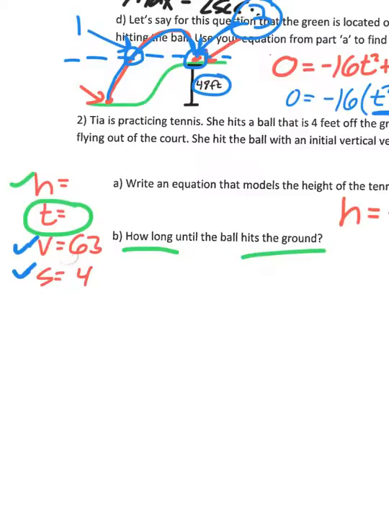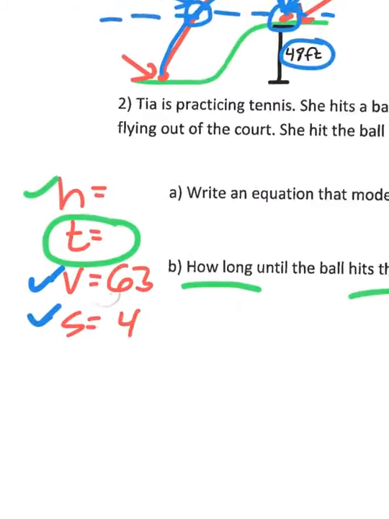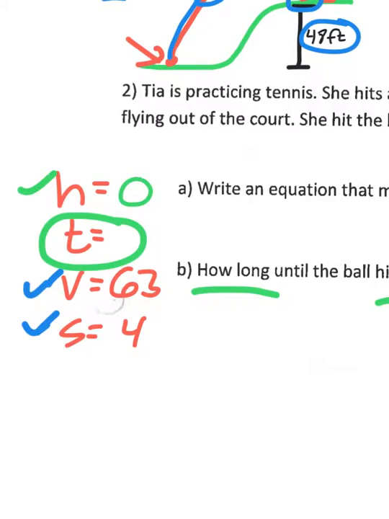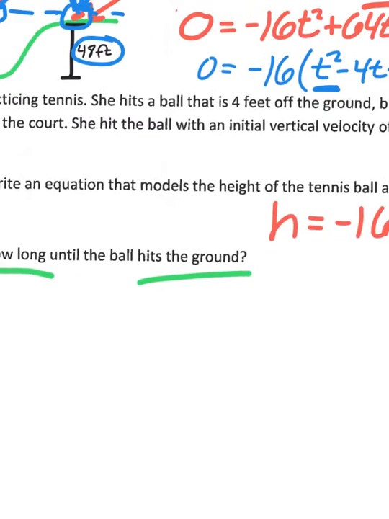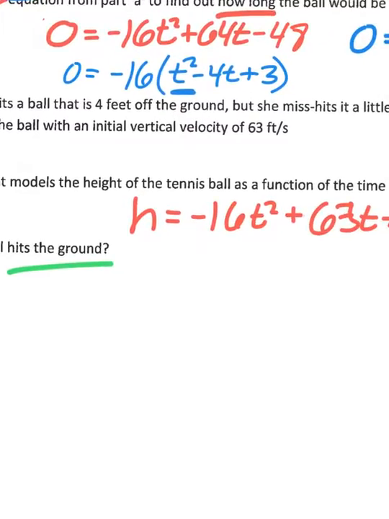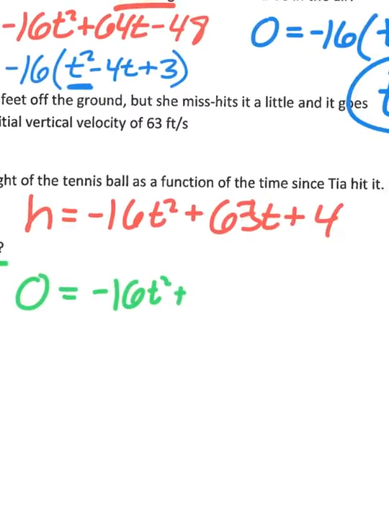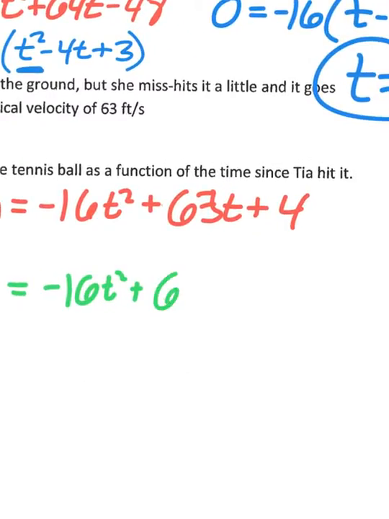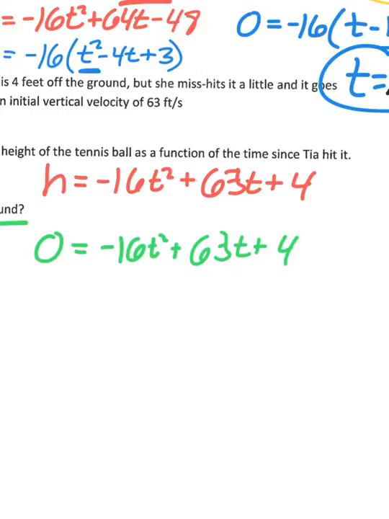We know that she hit it when it was 4 feet off the ground, but the ground otherwise, usually, unless they tell us something different, is going to be 0. So when I now make my equation, I'm trying to solve for how long it's in the air. Well, I'm going to have 0 in for h. So 0 for h. I'm trying to figure out when it hits the ground. How long is it going to take? Negative 16t squared plus 63t plus 4. There's my equation now set up to solve for t.